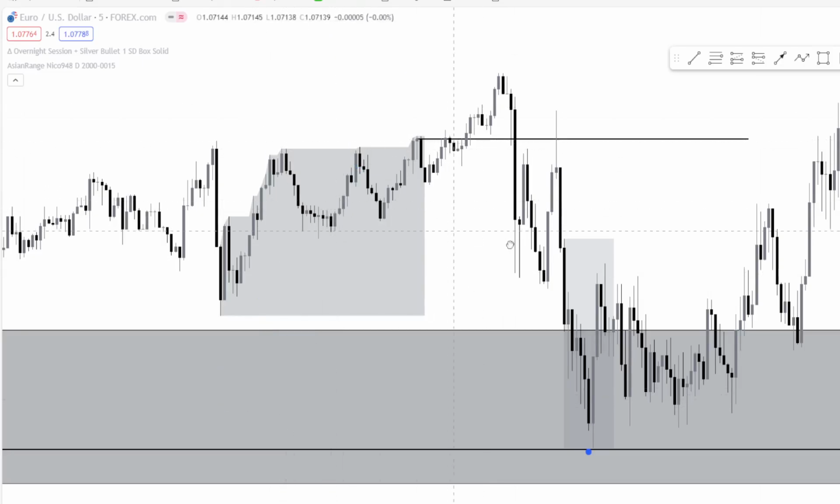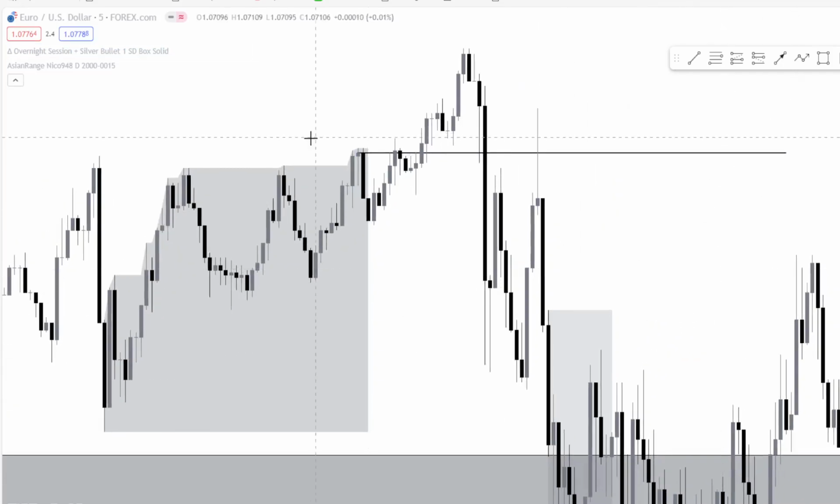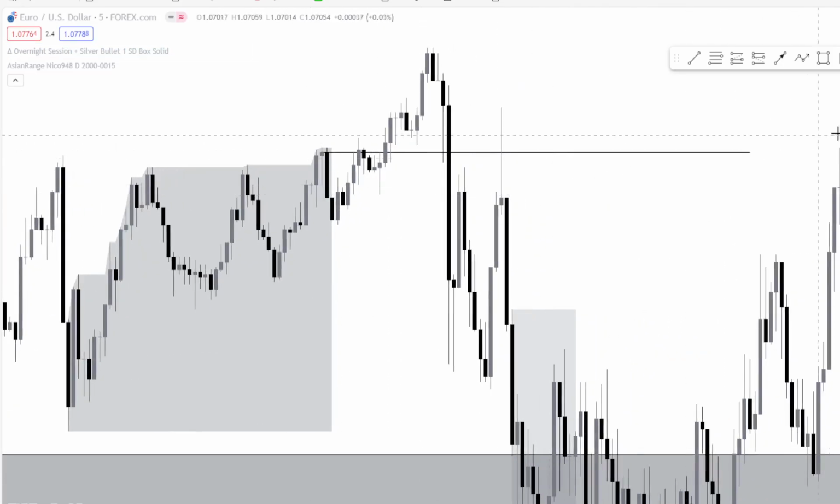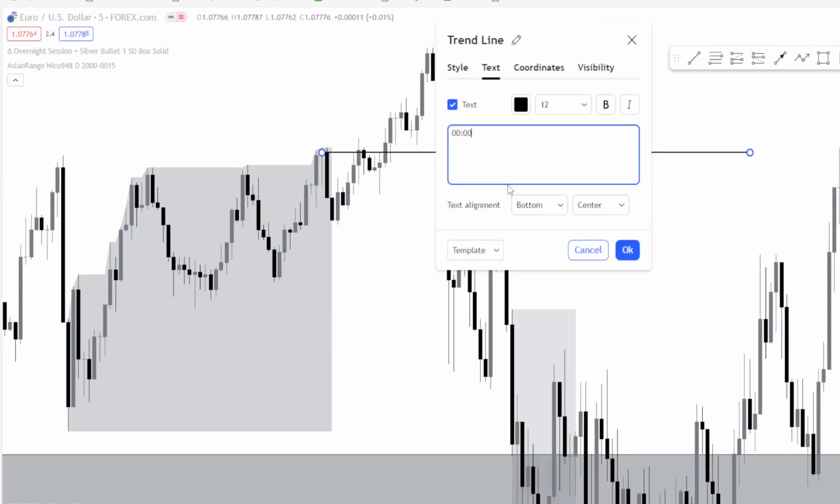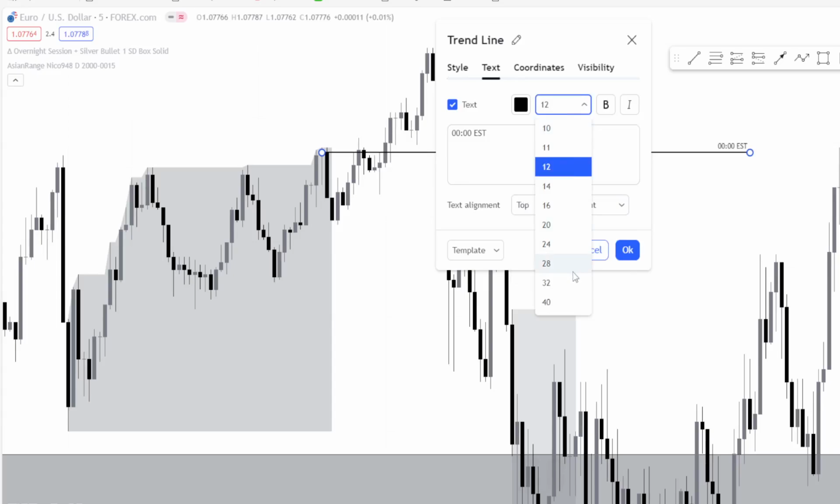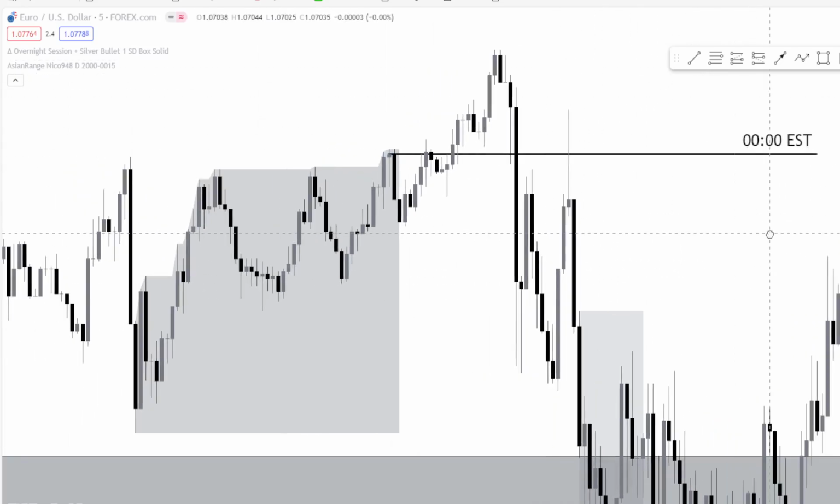So how does that work? Let's dive into the chart and see what happened. This line over here represents the New York midnight opening price. So this is midnight Eastern Standard Time. It's very important you calibrate this to wherever you are around the world. This is New York midnight time, Eastern Standard Time.